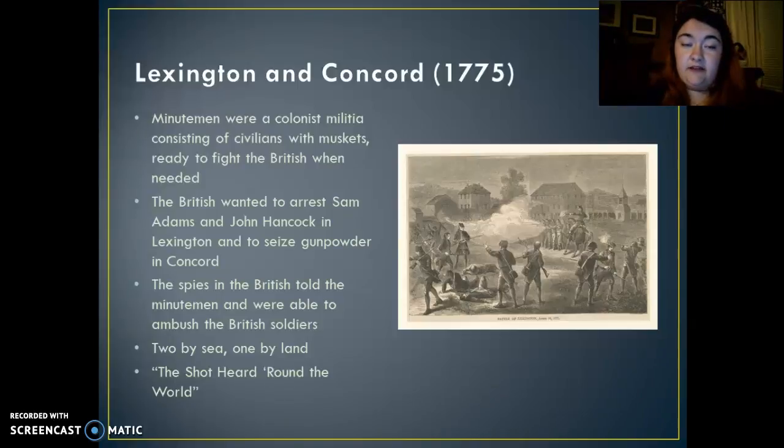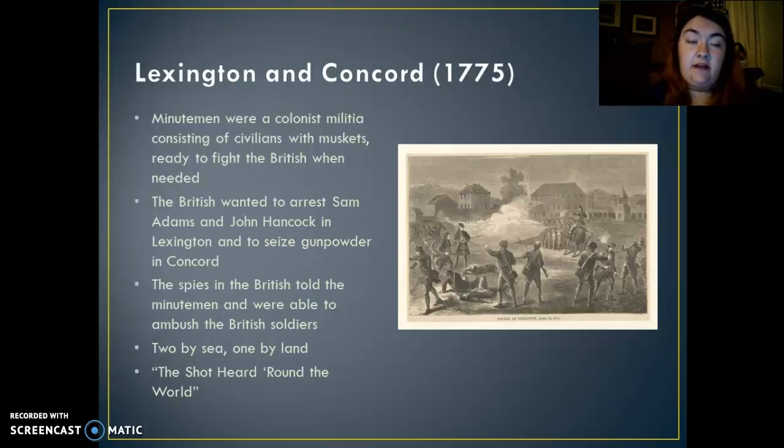But in this particular situation, the British were actually on their way to arrest Sam Adams and John Hancock in Lexington because of treason against the crown. They were also going to Concord to seize the gunpowder that the colonists had. However, the spies within the British Army were able to tell the Minutemen what was happening, and they were able to ambush the British soldiers by placing 2 lanterns into a church steeple, which meant that they were coming by sea. If they were coming by land, they would only light 1 lantern.